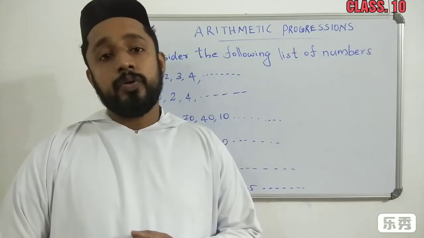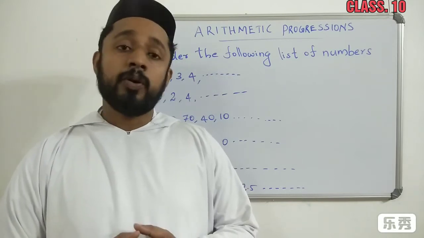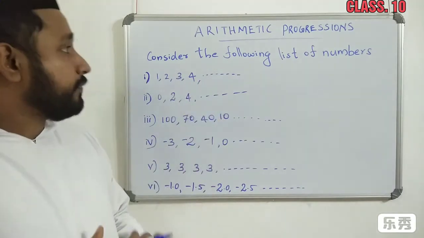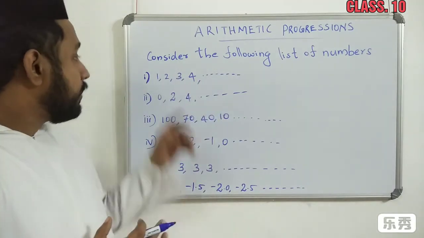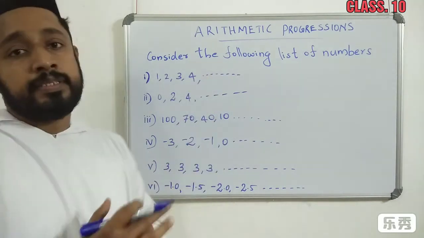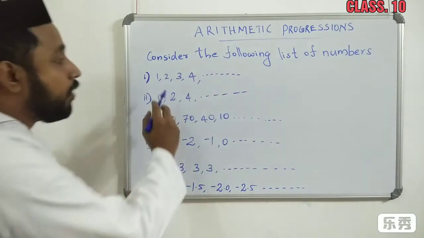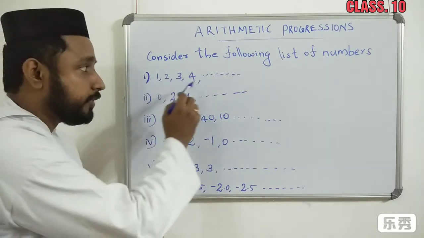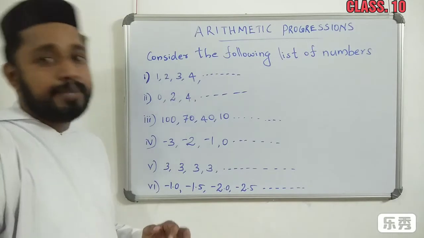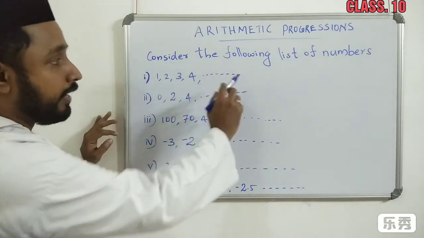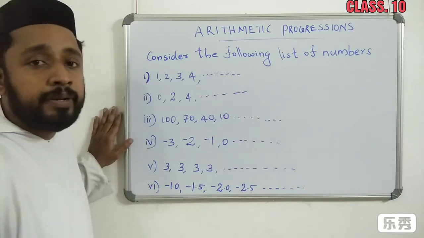We saw various types of arrangements or patterns. Now I wrote some lists of numbers, 5 lists of numbers. Let us check the importance of these numbers. First one, 1, 2, 3, 4, etc. Such numbers are called natural numbers, or counting numbers.